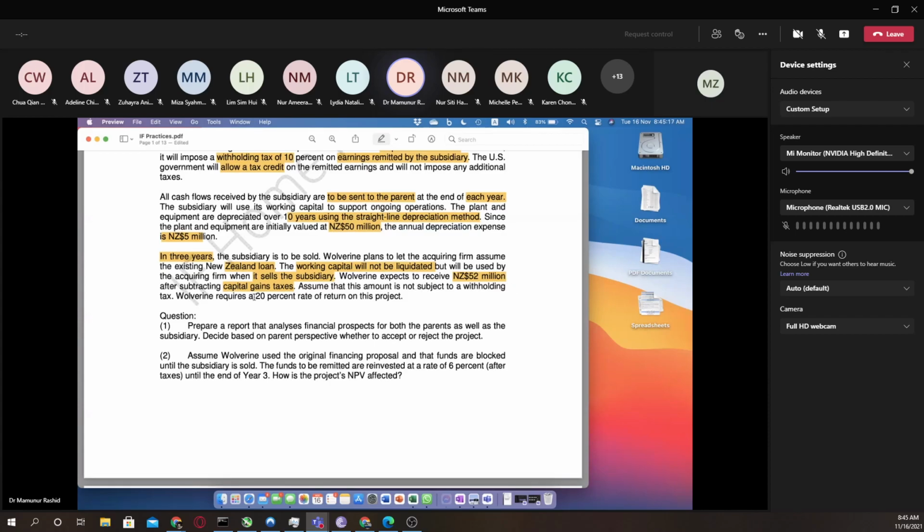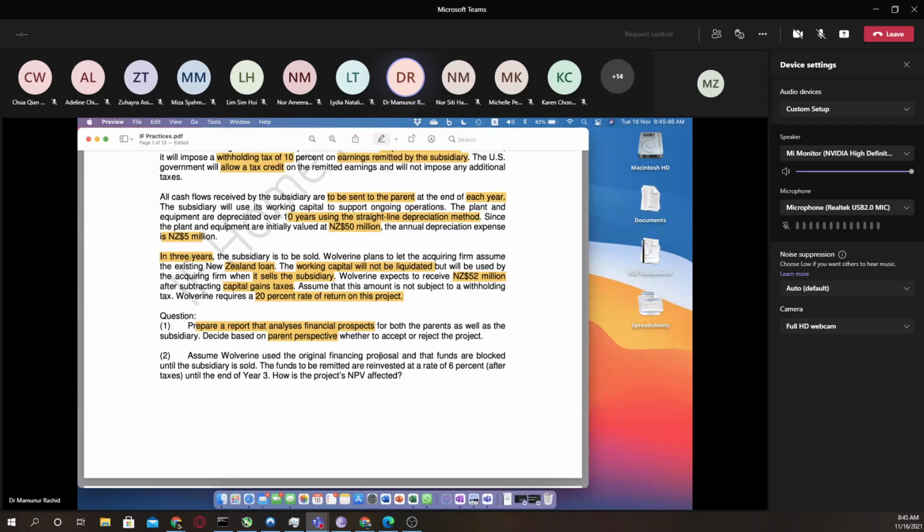Wolverine requests a 20% rate of return on this project. So the cost of capital K is 20% on this project. So you don't need to calculate cost of capital, don't need to calculate many of these things. These are already given in the question. What you have to do is prepare a report that analyzes financial prospects for both the parent as well as the subsidiary. Decide based on parent perspective whether to accept or reject the project.